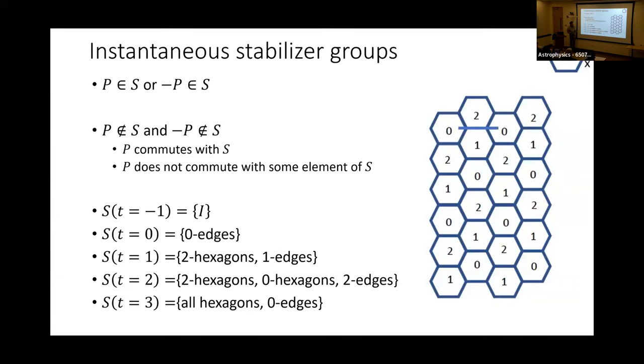stabilizer group evolves. Initially you start with nothing, zero measurements, you only get the operators of zero. And as you move on, you get to measure some hexagons. So imagine I have measured, say, type 0 and 1. So I measure these edges, and then those edges. And the product will tell me the eigenvalue of the object.